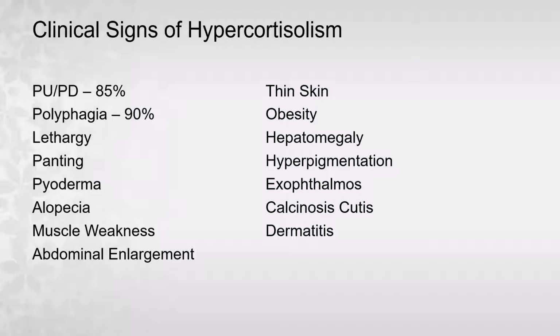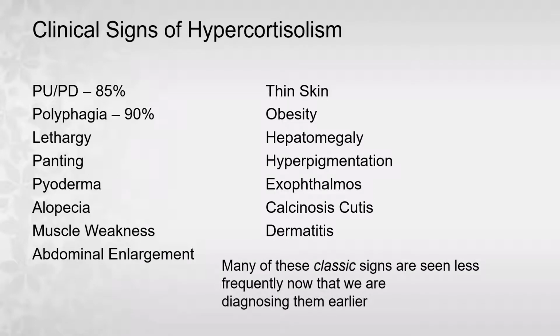So you guys know all of these different things, but the big thing is the top two. 85% of these patients are PUPD and 90% of them are polyphagia. Those are the two major things that we see in our patients. Most of these really classic signs, like the really thin skin, the calcinosis cutis, we're not seeing as often now because we're smarter than we used to be, and we're actually recognizing and diagnosing them earlier than we did before.